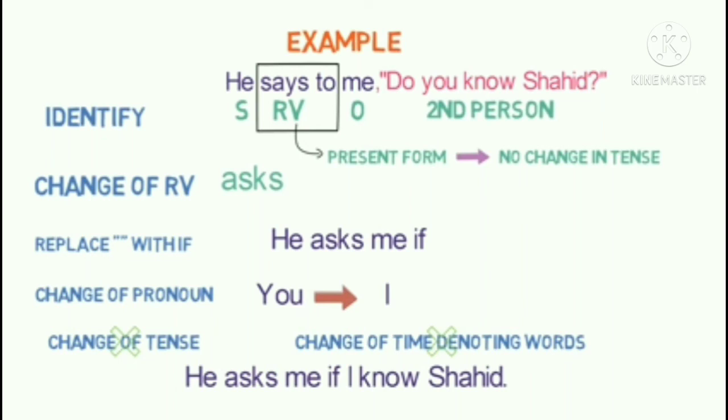So students, I have explained to you different types of questions, how we convert them from direct to indirect speech. We'll move further now and continue this topic in the third part. Thank you.